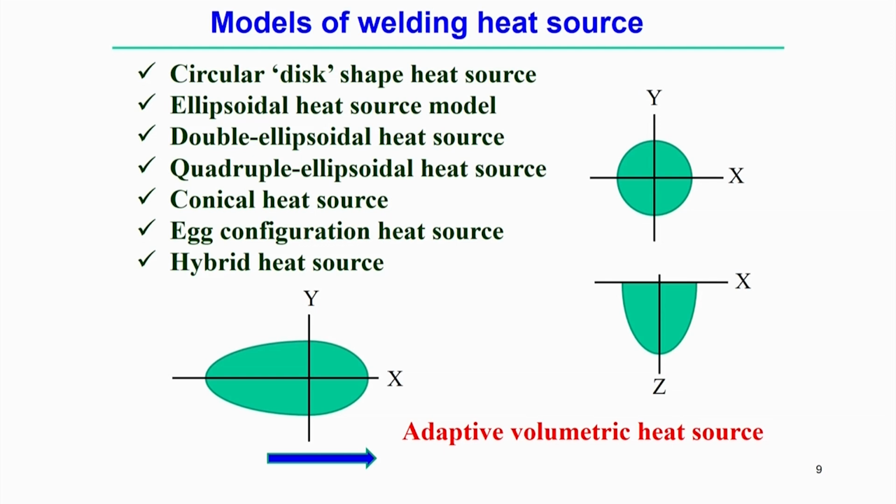To avoid this, we continuously adapt with respect to the analysis time step or the load step. We continuously adapt the shape and size from the estimation of the temperature profile, that means the estimation of the weld pool profile, and map that directly and continuously to the geometric shape. In that way it is possible to develop the adaptive nature of the heat source. So, it is not necessary to predefine all the geometric parameters. We will discuss the adaptive volumetric heat source in detail.